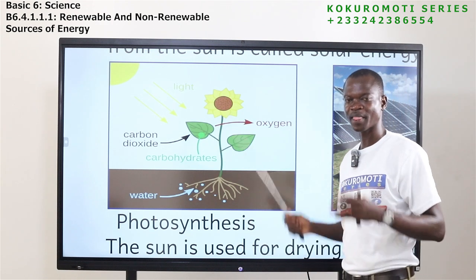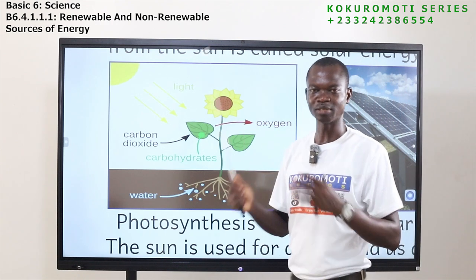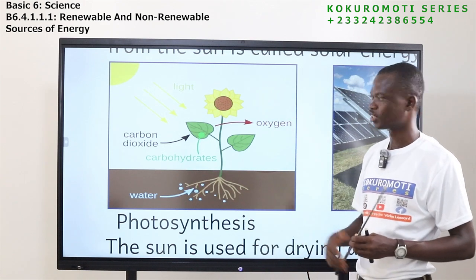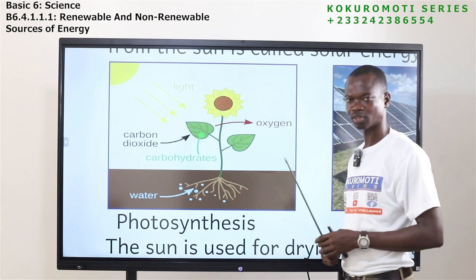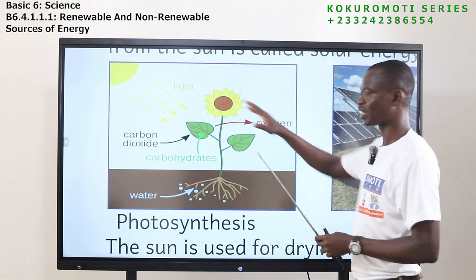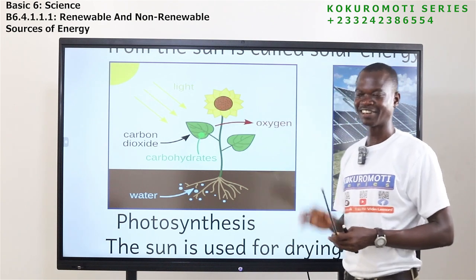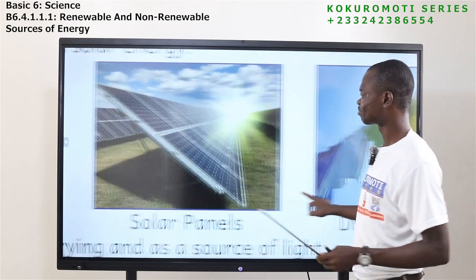Photosynthesis is about how plants are able to make their own food with the use of what? The sun. Not only the sun, air and water are all parts. But without the sun, photosynthesis cannot take place. Okay, so let's look at the next one.